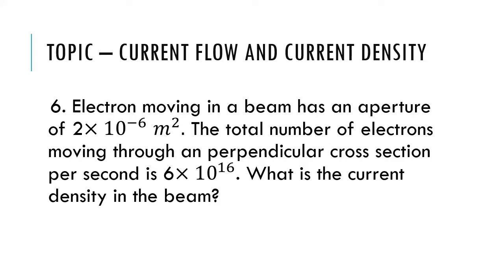Sixth numerical. Current moving in a beam has an aperture of 2 into 10 power minus 6 meter square. The total number of electrons moving through a perpendicular cross section per second is 6 into 10 power 16. What is the current density in the beam?